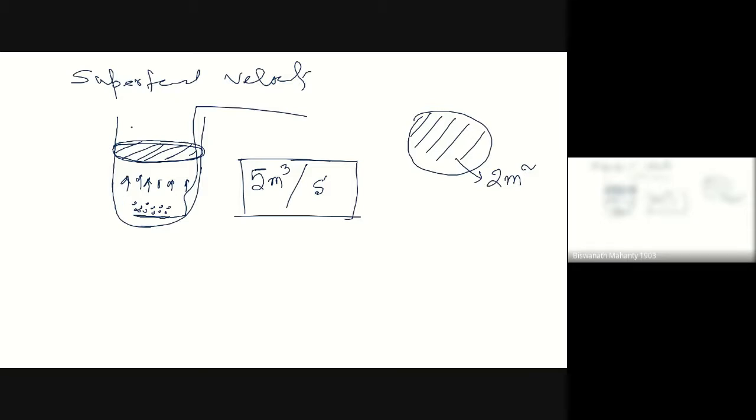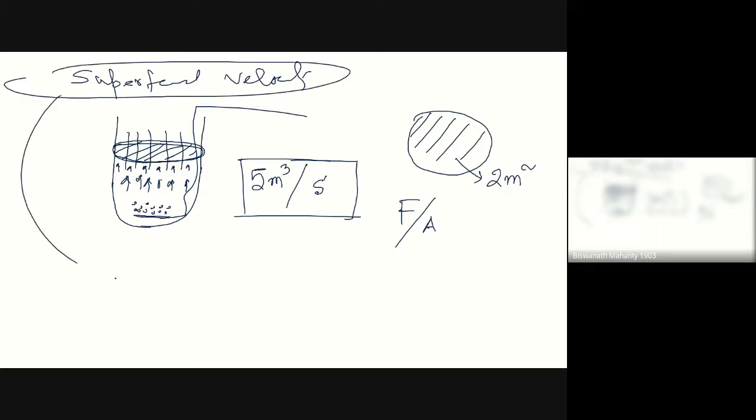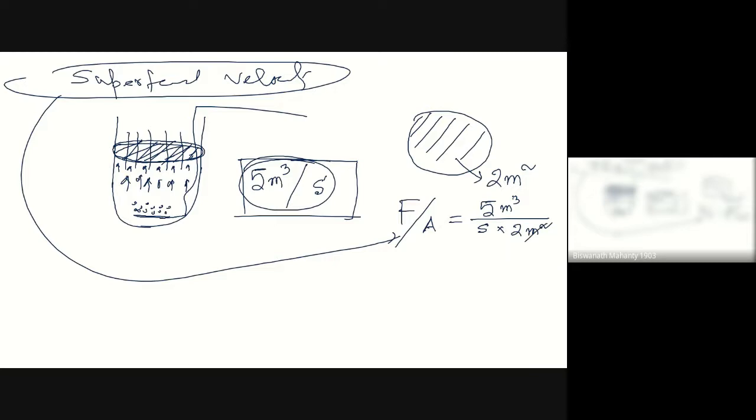So what is the linear velocity you are expecting, in centimeters per second? I can find out. If I know the flow rate and divide by the cross-section, superficial velocity is the flow rate divided by the cross-section of your fermentation liquid. In this case, my sparger is passing 5 cubic meters of air per second and the area is 2 square meters. Cubic meter over square meter leaves one meter, so it becomes 5 over 2, 2.5 meter per second. So the superficial velocity is, for example, 2.5 meters per second.